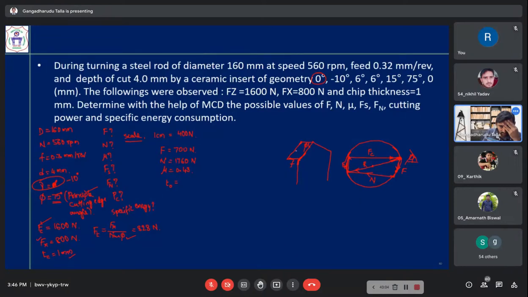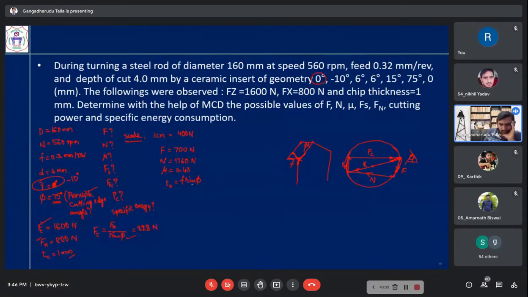Thickness of the chip, that means it is something like this: the shortest distance between these two sides. That is the thickness, so that is F sine phi. In the previous case, it directly became F because phi is 90 degrees. So this is the exact thing.